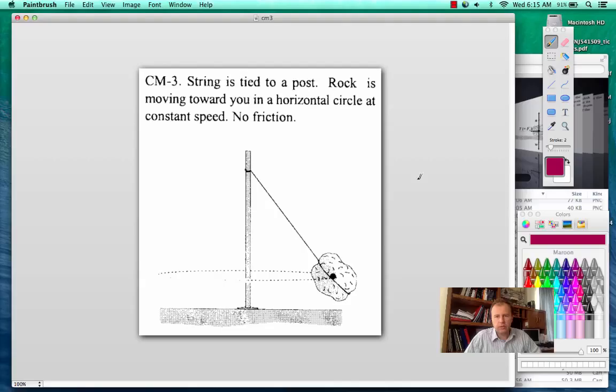Okay, here is another example from the circular motion, the example labeled cm3. So there is a string, it's tied to a post, a fixed post. A rock is moving in a horizontal circle at a constant speed, and there's no friction. So probably you can look at this like the tetherball, I think it is called.